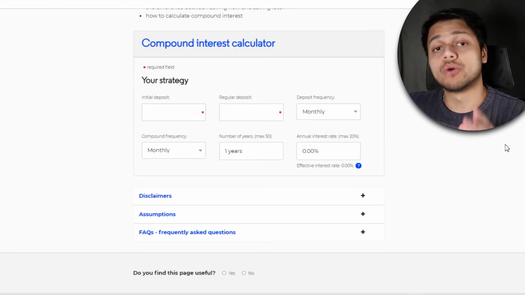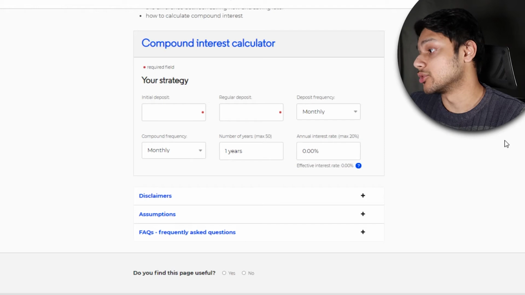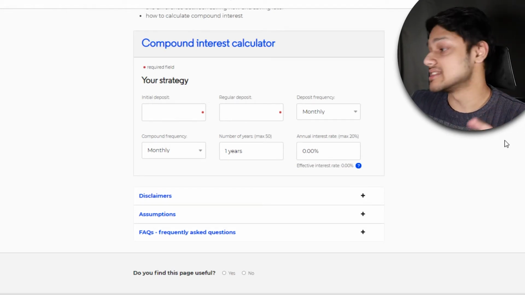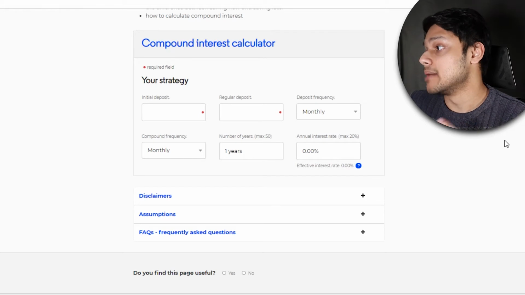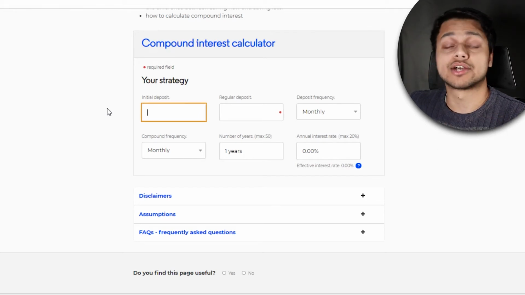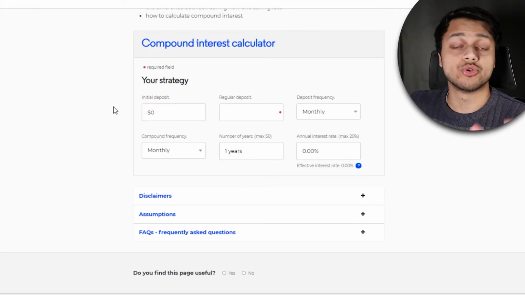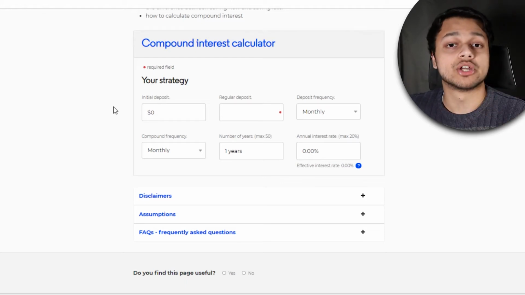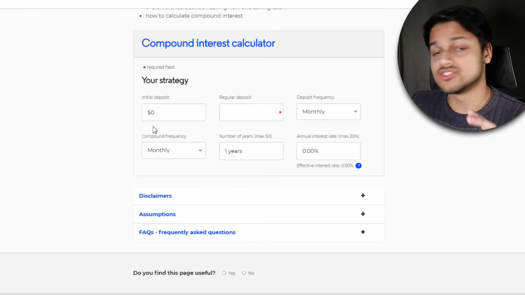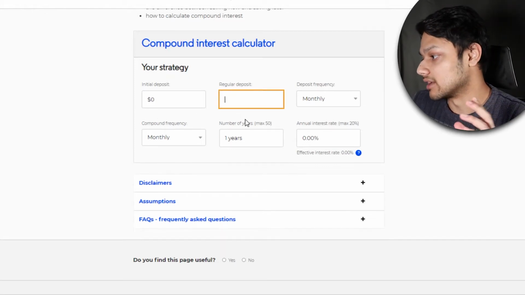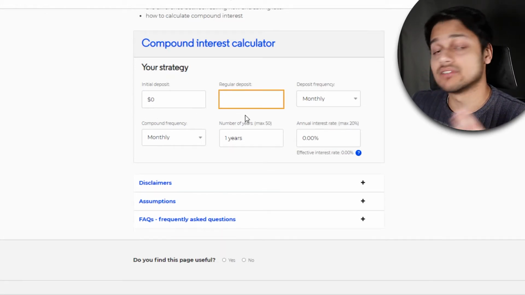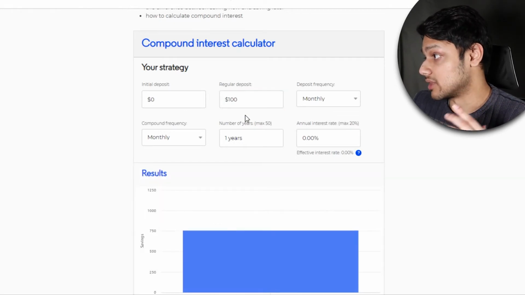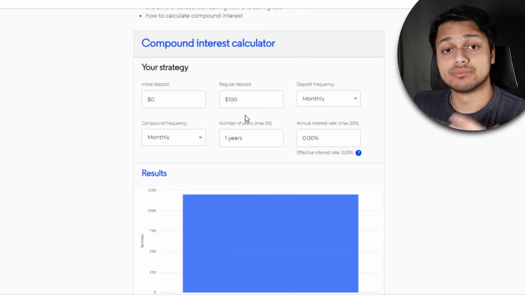I've got my compound interest calculator in front of me, so we're going to do this practical example on it. I've linked this in the description as well. With the initial deposit, we're going to start off with $0, assuming you're a new investor who has no idea how the markets work, so you basically have nothing invested right now. And we're going to start investing $100 per month. So I'll put in $100 right here. Deposit frequency is going to be monthly.